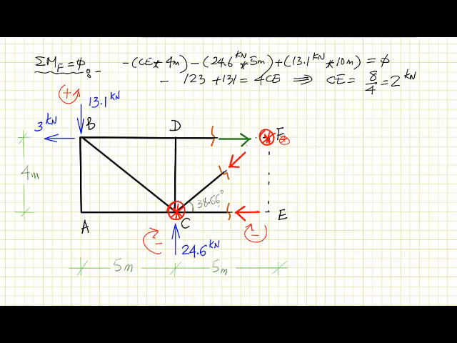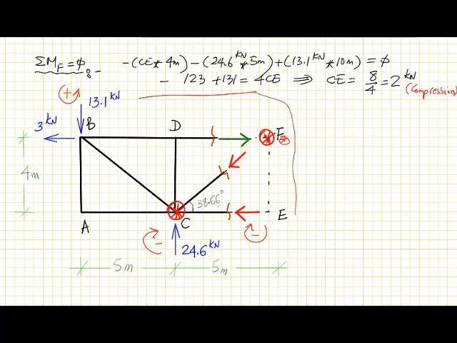We would like to know what is the type of the force, because this matters to us. So let's go back and see what CE was assumed to be. CE was assumed to be going towards the structure, so it means it is compression. And the answer is positive, so it means the assumed direction is correct. So we'll say this is a compression force. So CE has a magnitude of 2 kilonewton, and the type of this force is compression.